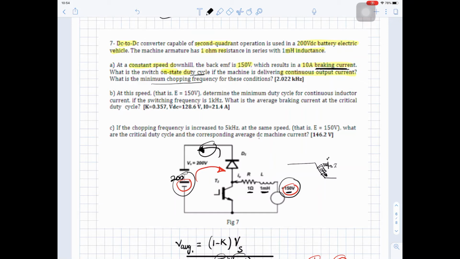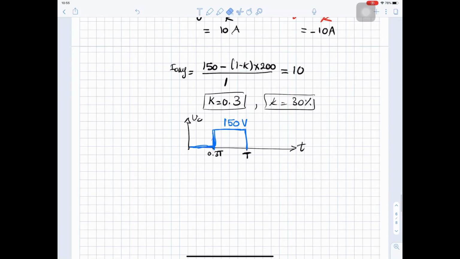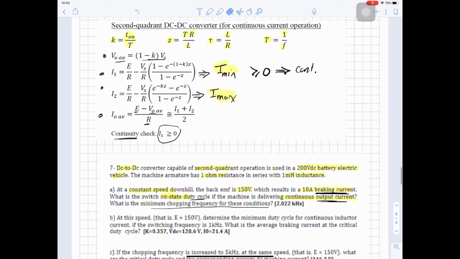What is the minimum frequency to be continuous? So here we have a continuous current and we need to find the minimum frequency. So don't forget that the continuity equation is the I1 equation.